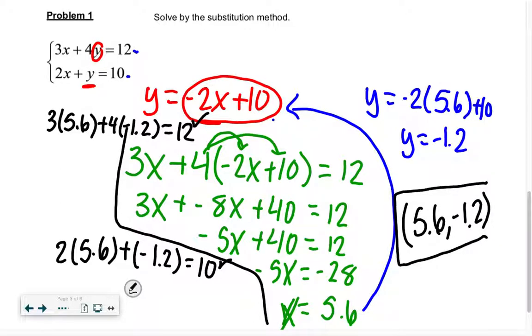So much writing, so much work, but so much fun. Well, actually, you don't have to check your work if you're smart enough to not make a mistake. Check your work. So our answer is 5.6, negative 1.2.